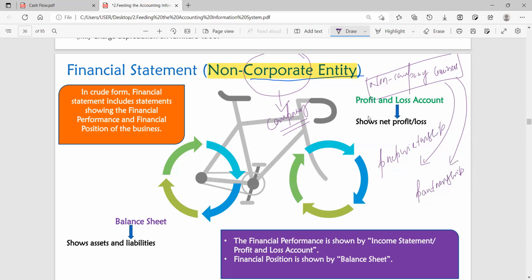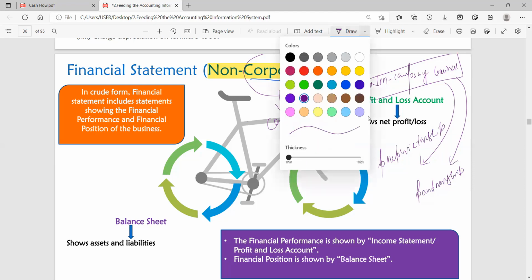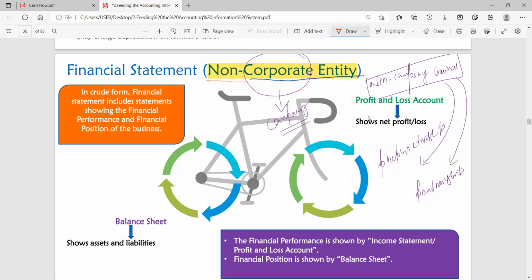But the benefit here, rather than a problem, for these smaller organizations which are not company form of organization, is that there is no law or rules or regulations which require them to prepare the financial statement as per a particular prescribed format or guidelines or some prescribed manner. There are no such prescribed guidelines.